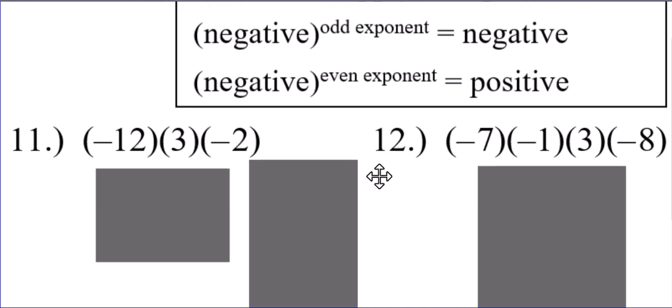All right, let's do a problem together. Problem number 11. Pencils in your hand. We got negative 12 times 3 times negative 2. So I'm not using times dots. I'm just putting parentheses next to each other to show the multiplication.